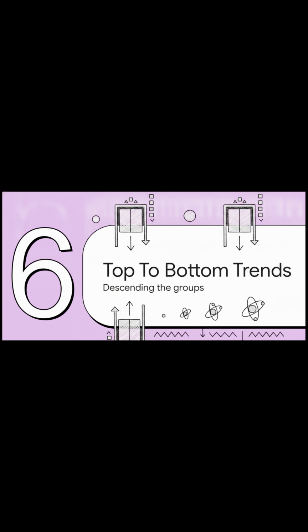Finally, let's look at Section 6, top to bottom trends. Let's explore what happens when we jump in an elevator and descend the groups. When moving top to bottom, say from lithium way down to francium, the outer valence electron count stays perfectly identical. They all just have one outer electron.